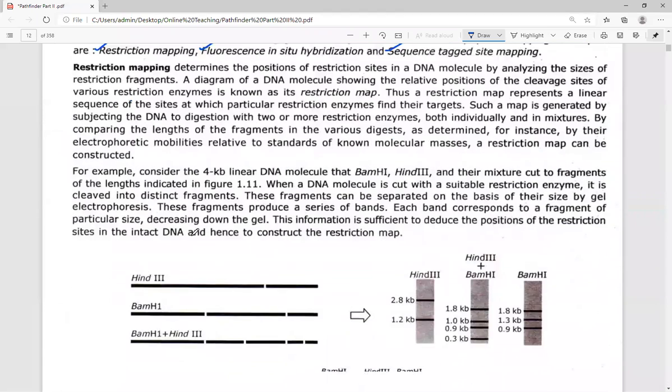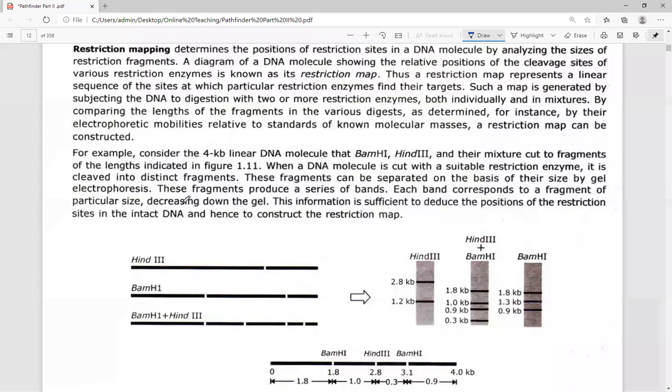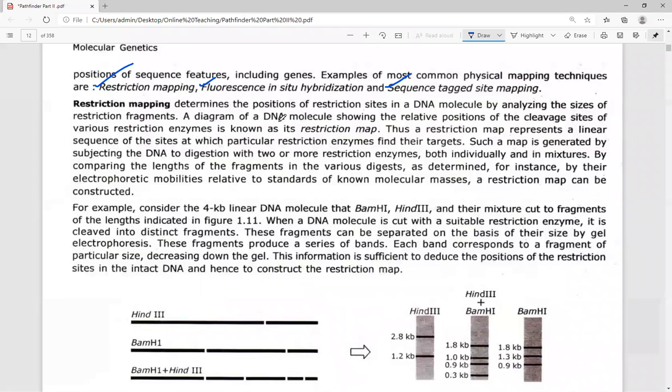Now, what do you mean by restriction mapping? Restriction mapping uses the restriction enzymes in order to restrict the DNA molecule. Restriction mapping determines the position of the different restriction sites in a DNA molecule by analyzing the size of the different restriction fragments which are being produced. It determines the position of restriction sites by visualizing the different sizes of the restriction fragments which are being produced.